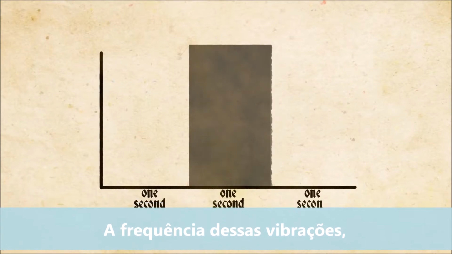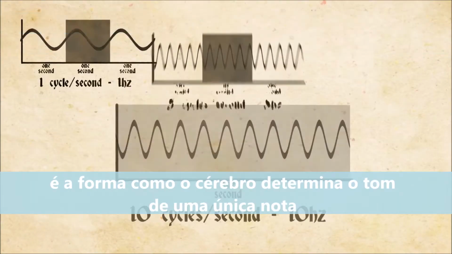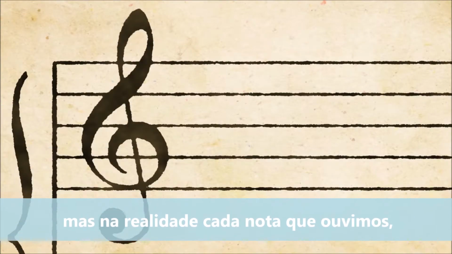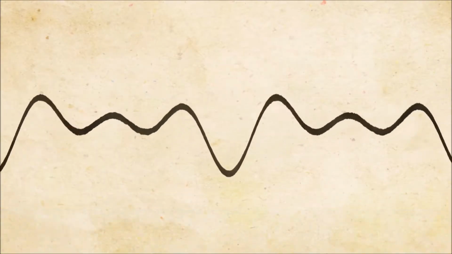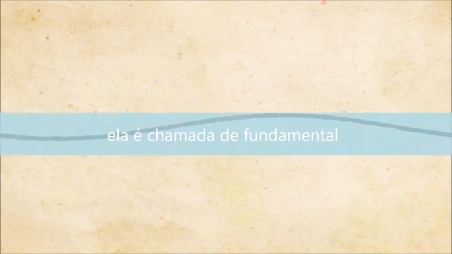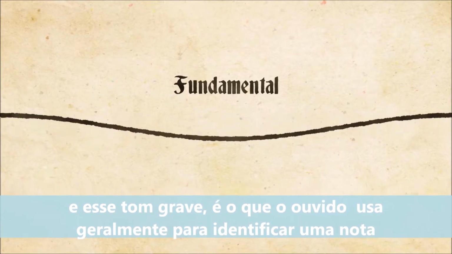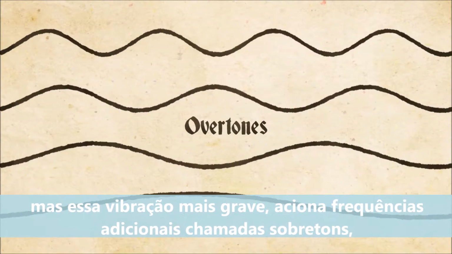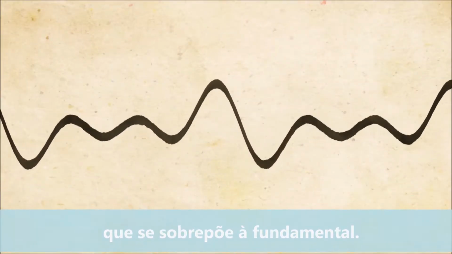These vibrations send waves into the air, which our brains interpret as sound. The frequency of these vibrations, specifically the number of waves per second, is how our brains determine the pitch of a single note. But in fact, every note we hear is actually a combination of multiple vibrations. Imagine a guitar string vibrating at its lowest frequency. This is called the fundamental, and this low pitch is what our ears mostly use to identify a note. But this lowest vibration triggers additional frequencies called overtones, which layer on top of the fundamental.